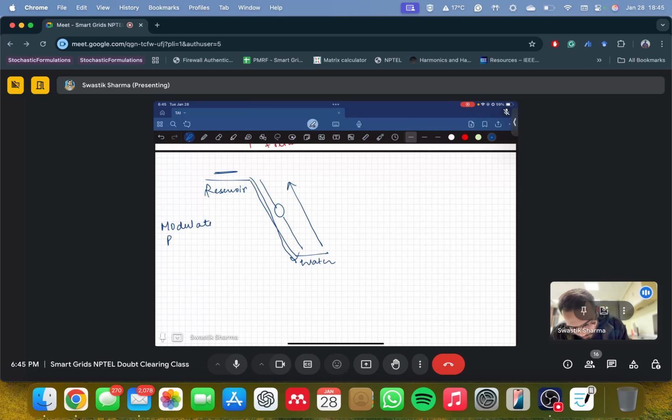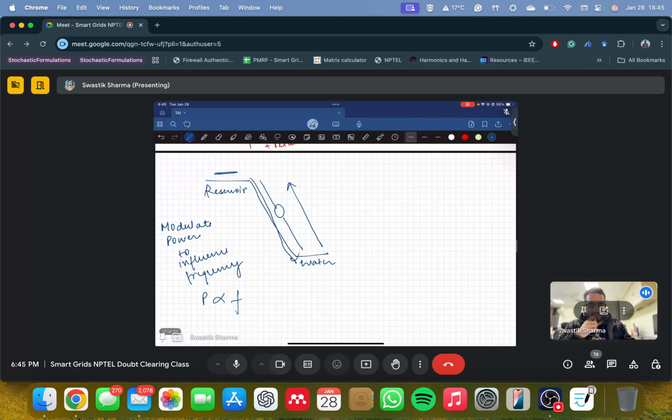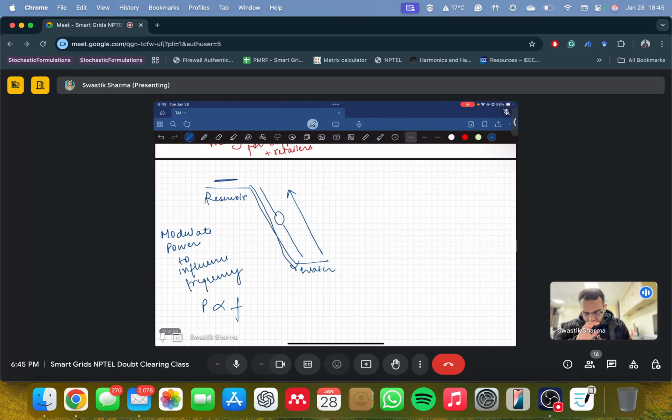So they want to modulate power to influence frequency, right? If you all don't know, power and frequency have a direct relation, right? As I told you also, supply and demand balance. If the net power you have increases, your frequency will increase. If the power is less, your frequency will decrease. So power and frequency have a direct relation. And this is what people have come up with. It's called pumped hydro storage.